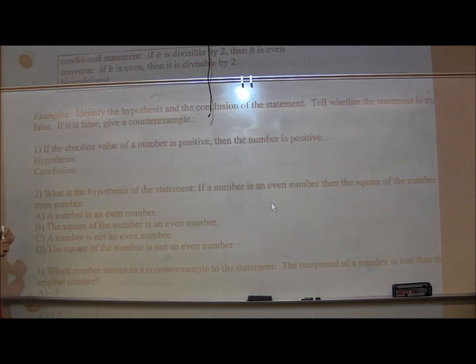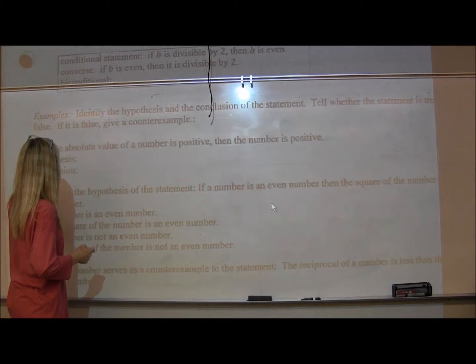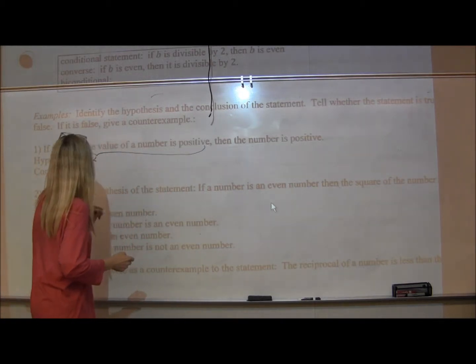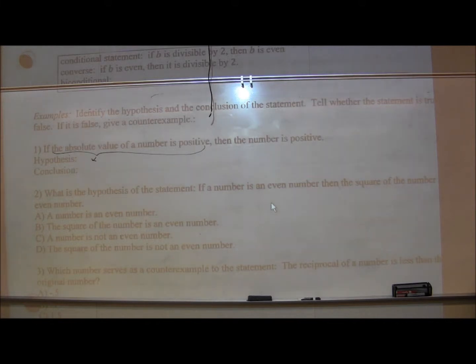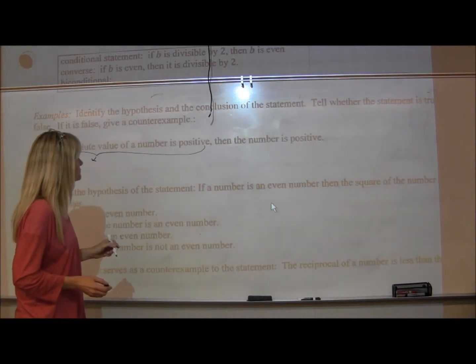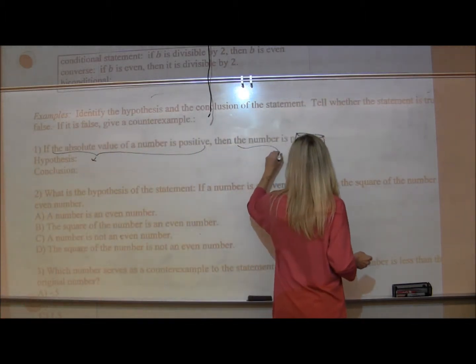So what's the hypothesis? The absolute value of a number is positive. Exactly. I'm going to do this with an arrow. You guys can write it, or you can do what I did if you want. And then the conclusion: the number is positive.